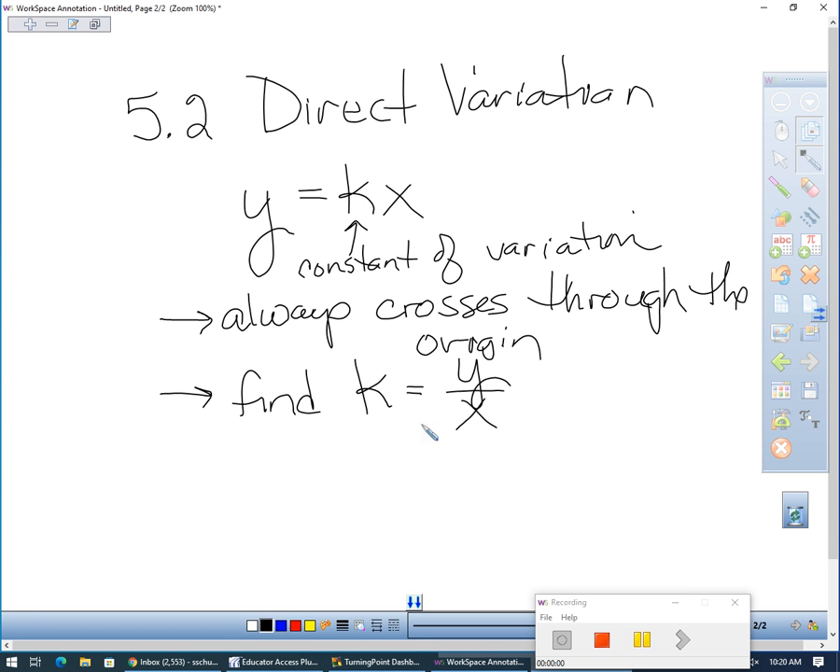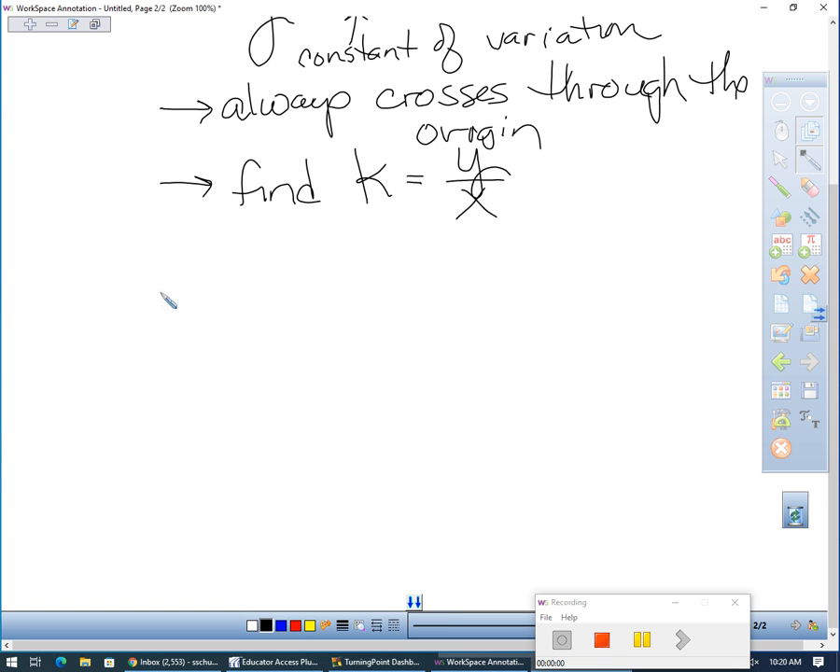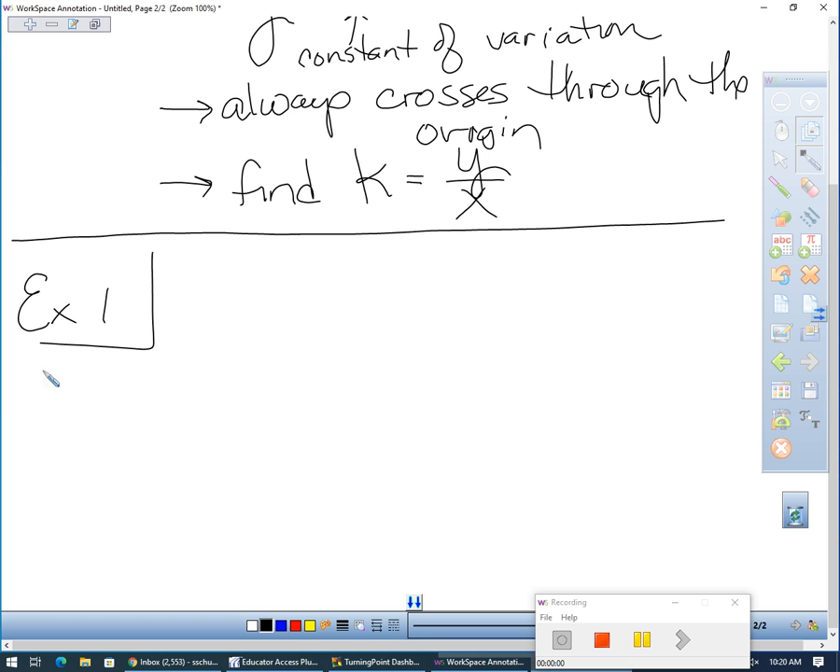All right, so the homework today is split into 3 sections. So I want to talk about the first section first. Example number 1. This covers problems 9 through 14.